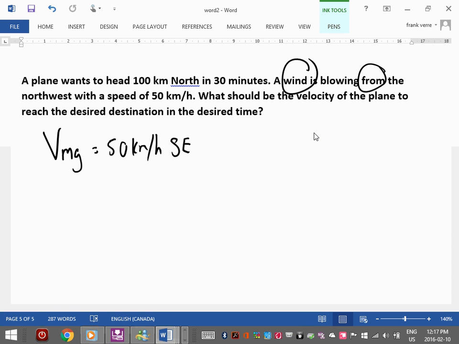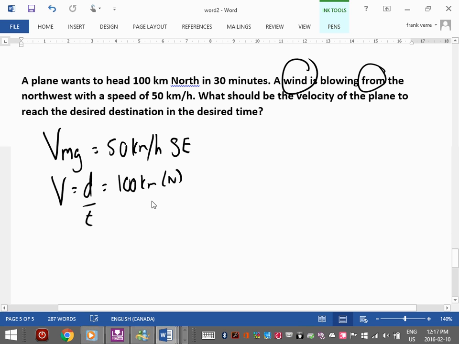Okay. The plane wants to head 100 kilometers north in 30 minutes. That's pretty easy to figure out as a speed. We know the velocity is going to be the displacement over time. So that's 100 kilometers north in 30 minutes, which is half an hour. That gives us a velocity of what? 200 kilometers per hour north.